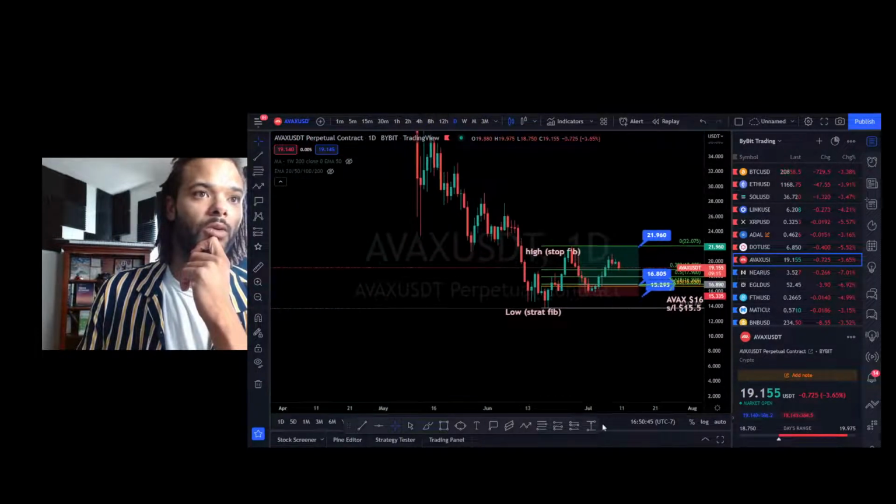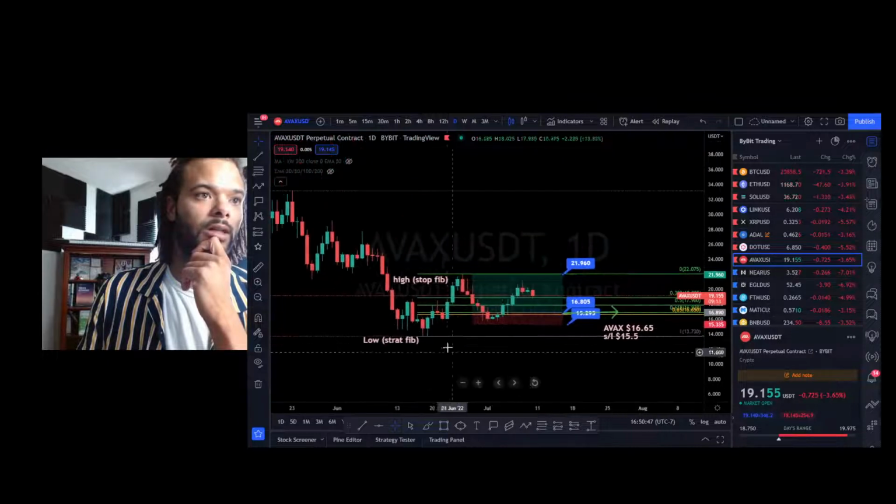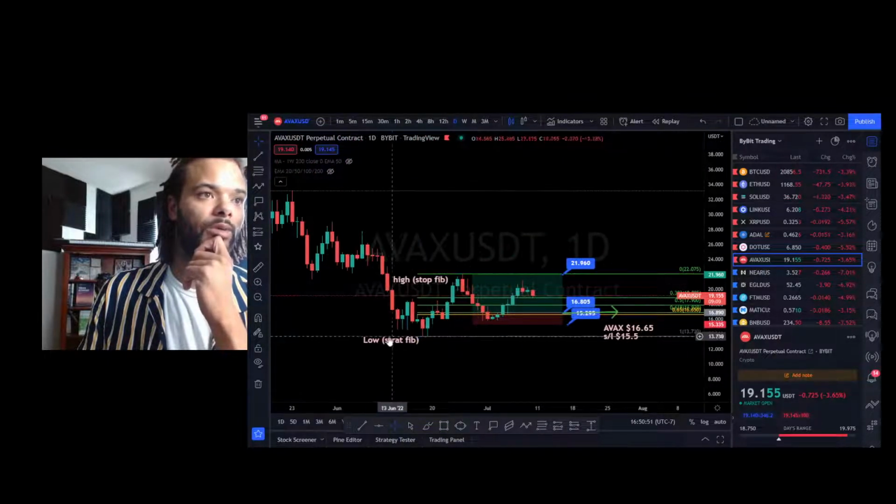We put in our low where? We put in our low right here. And the current high is up here. So we run our fib. We start our fib down here, run it to the top up here. And then that would give us the 0.38 level, 0.5, 0.6.